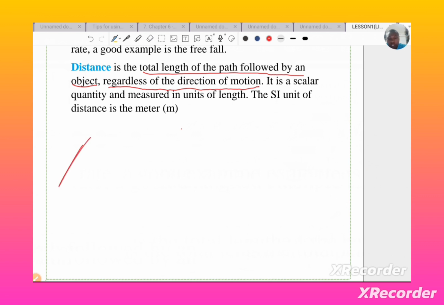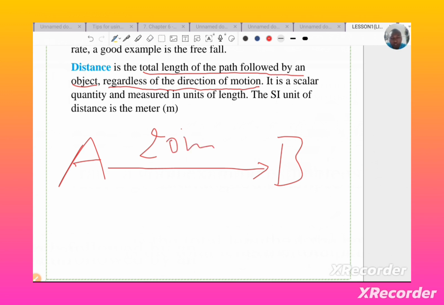I think we can take an example of a body which is moving from A to B. From A to B, for example, we have 20 meters. So if a body moves from A to B, the distance it will move will be the same as the distance if the body moves from B to A. If we have two bodies, one body moves from A to B, another body moves from B to A, they will move the same distance.